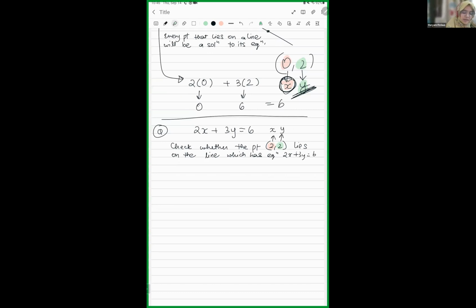Where am I going to put it? I am going to put this over here and this over here. So 4 plus 2 into 6, 2 plus 3 into 2. This 2 comes from this 2 over here. So this is 4 plus 6, which is equal to 10, which is not equal to 6. That is the reason why it was not lying on the line. It was lying outside of the line.